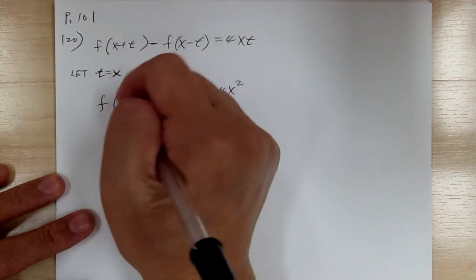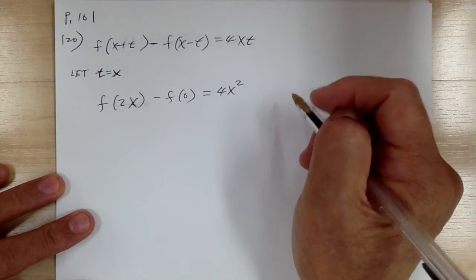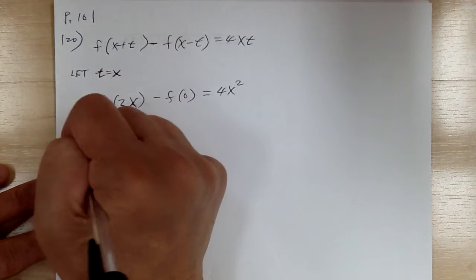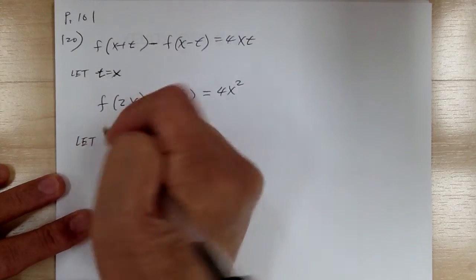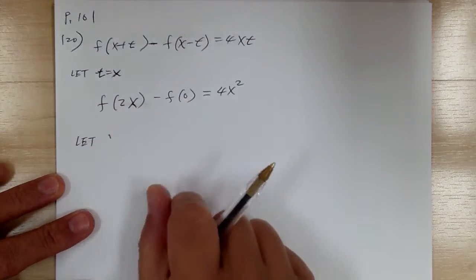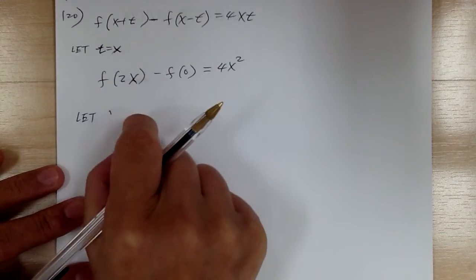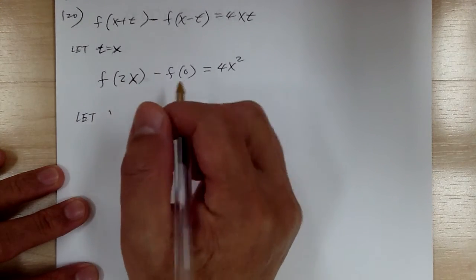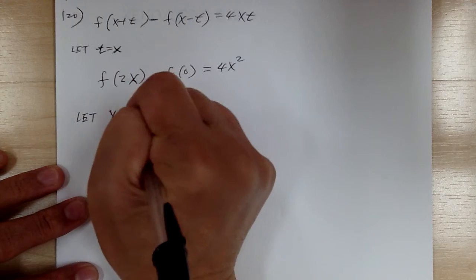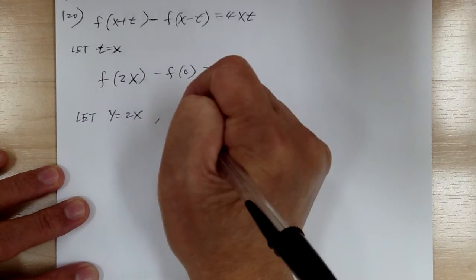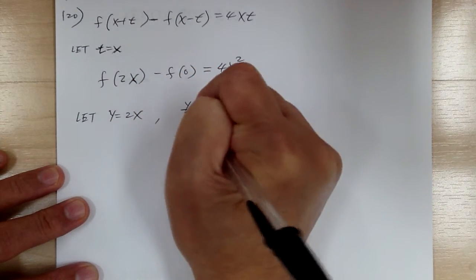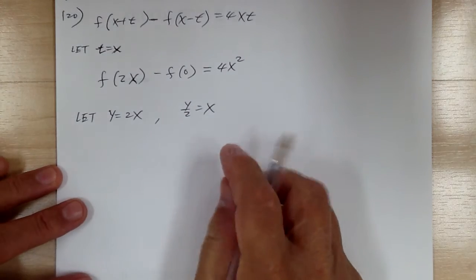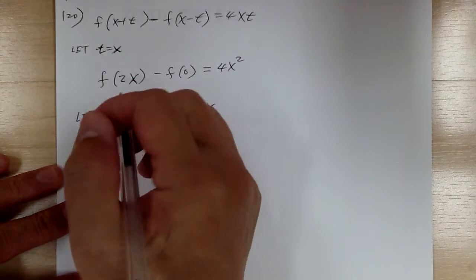And then because it's kind of messy, we're going to do a substitution. We try to find a function with a single variable. So we're going to let y equal to 2x. Therefore, if you solve, y over 2 equals x. So we're going to substitute this into here.